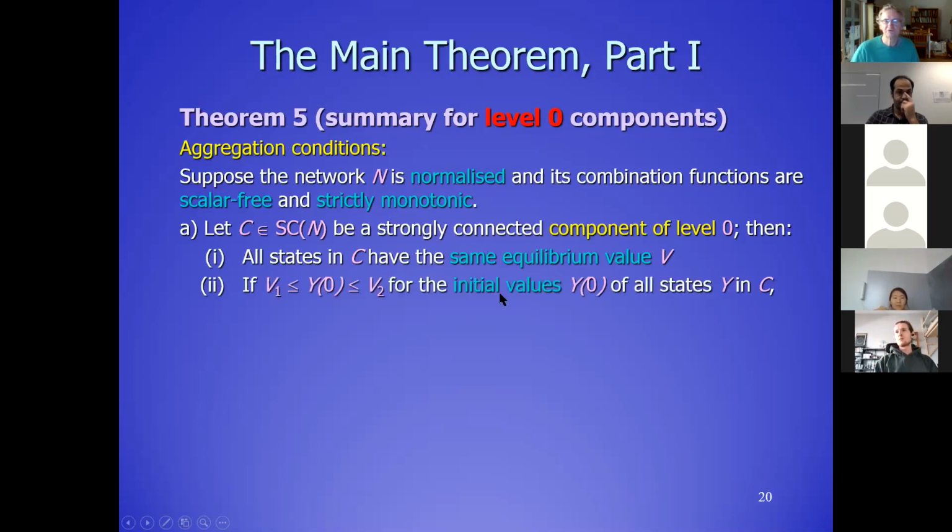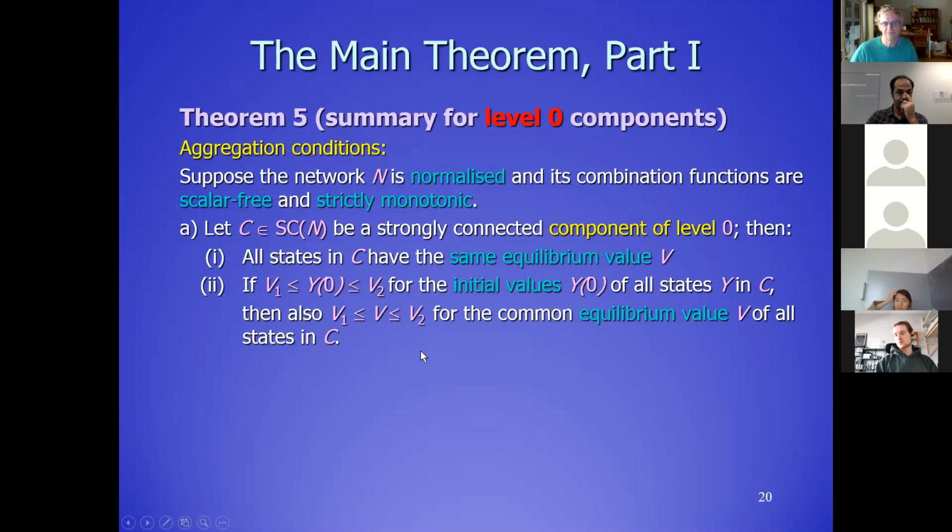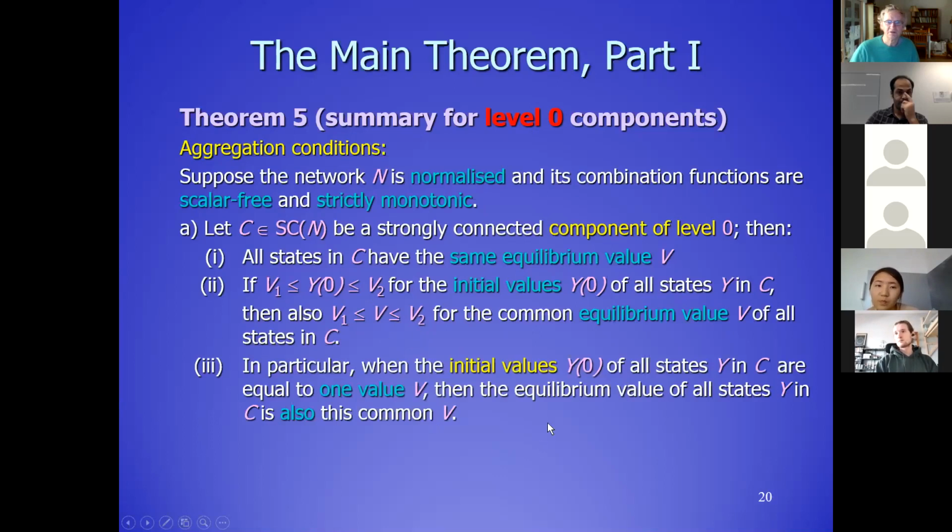So this is not really different from yesterday in each of these components. And we also have a relation to the initial values. If there are initial values that have a certain range for these level 0 components, then this final common value will also have the same range, or stays within that range. So we will come back to that, indeed that happens in the example. So that's for the level 0 components. And in this case, a special case, if all initial values are the same, then you will also have a common value in general.